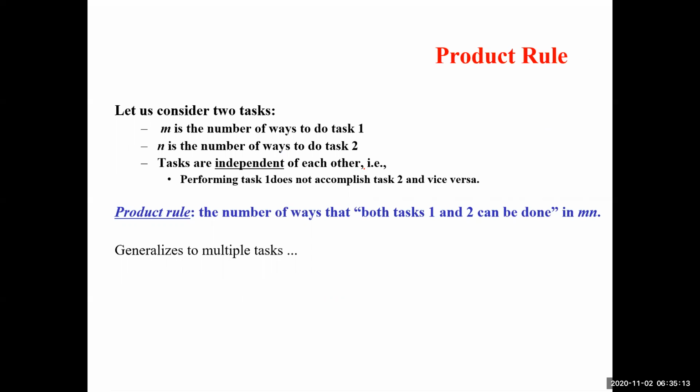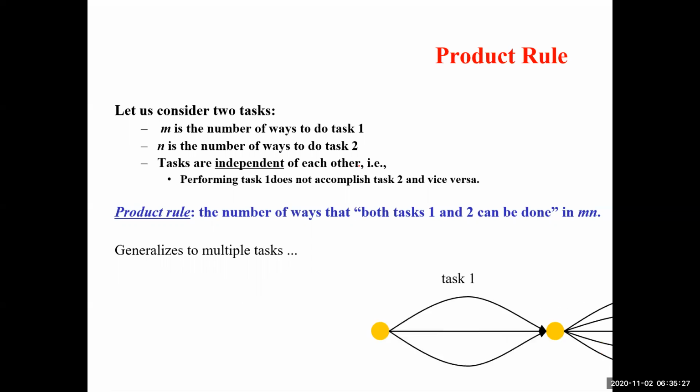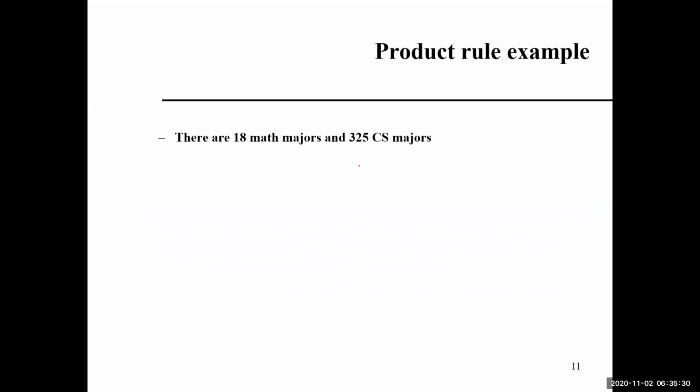Let's go to the next rule, that is the product rule. Let us consider two tasks. M is the number of ways to do task 1, N is the number of ways to do task 2. If the tasks are independent of each other, the product rule says that both task 1 and task 2 can be done in m into n different ways.